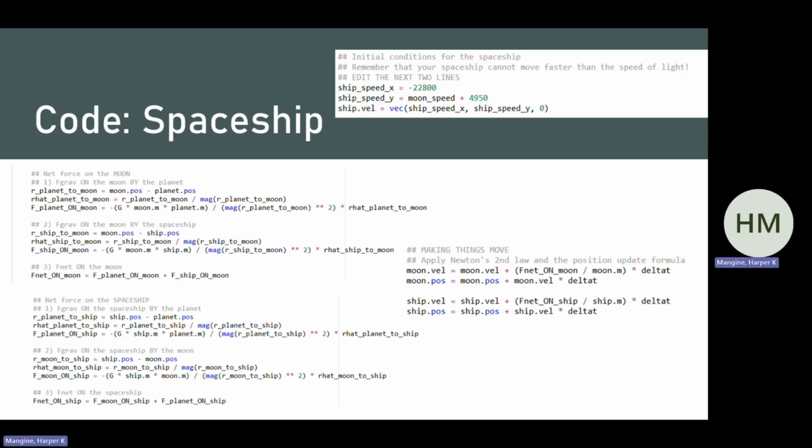So this is the second code. This is the spaceship code. I had to calculate all of the forces, the net force on the moon, which was split into gravity on the moon by the planet and on the moon by the spaceship, and then the net force of the spaceship, which was the force of gravity on the spaceship by the planet, and then the force of gravity on the spaceship by the moon. And then also the last section on the right over here is just applying Newton's second law, updating position and updating velocity.